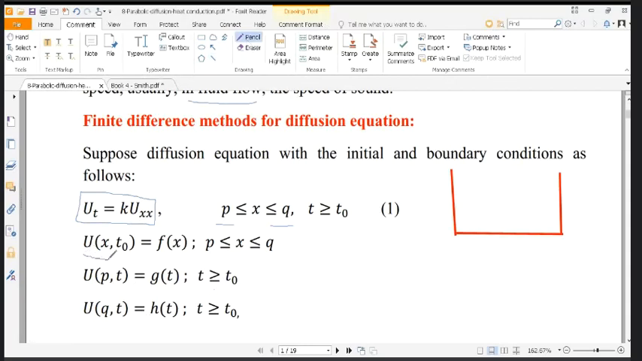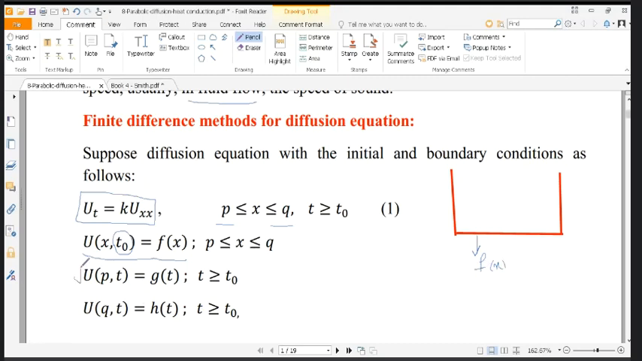U of x and t0 equals f of x, the initial condition, because this is the value of u at t equal to t0, for all of x from p to q. The value of u at the initial time, at the first step, is determined by using f of x.